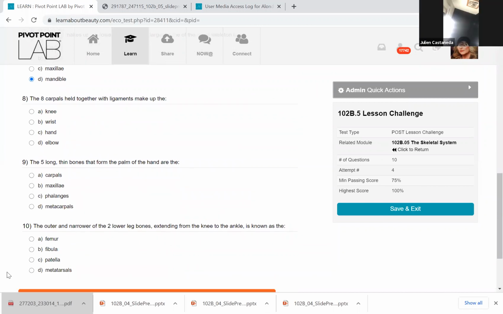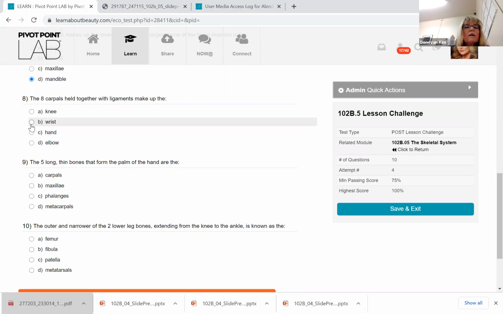The 8 carpals held together with ligaments make up what? Your knee, wrist, hand, or elbow? I want to say it's the wrist. Okay.